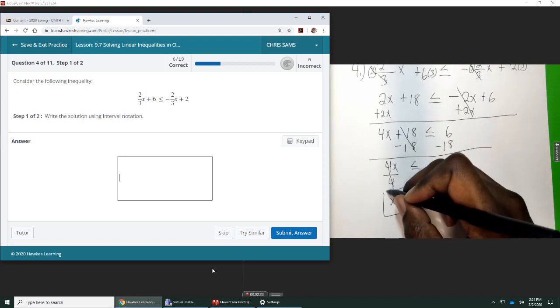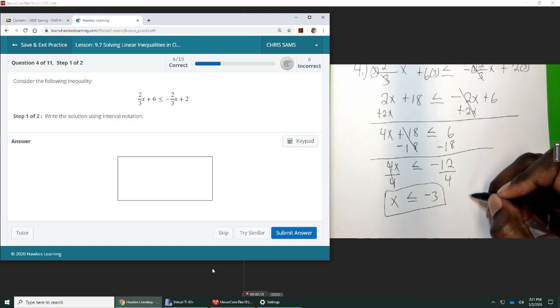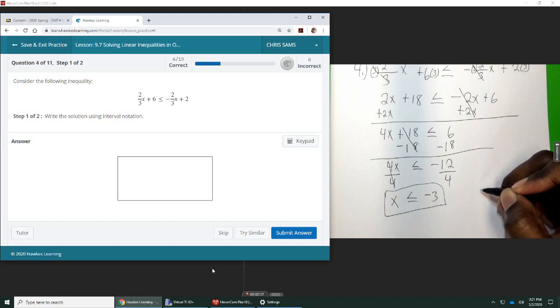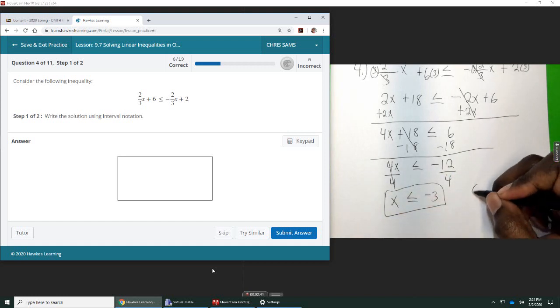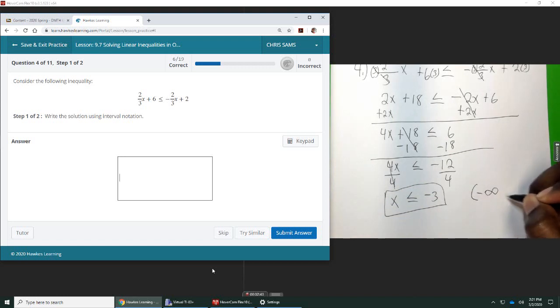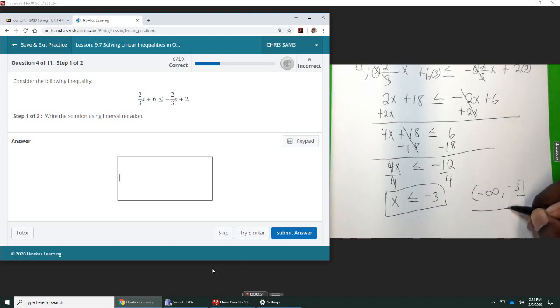So here's the solution. If we do it in interval notation, so this arrow is pointing us to the left. So that means we're going all the way to negative infinity and coming up to negative 3. And it will be a bracket. And if we did this on the number line, here's 0. Negative 3 will be over here somewhere. We do a bracket and shade that way.